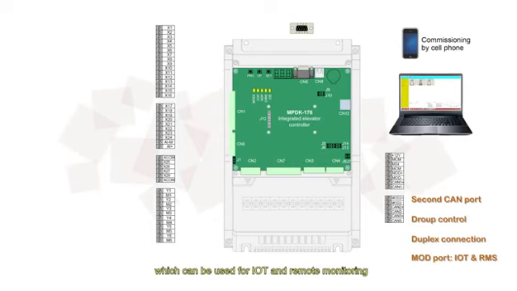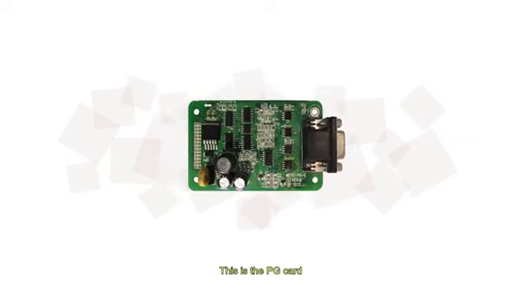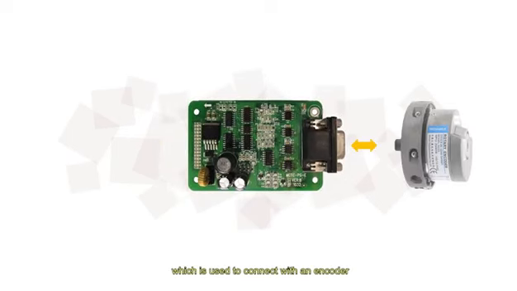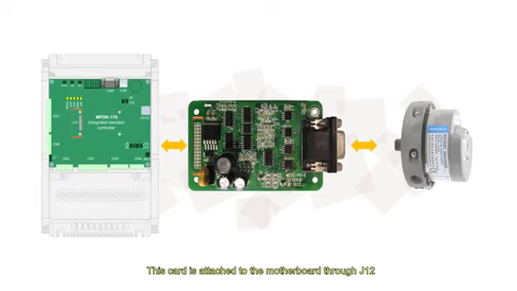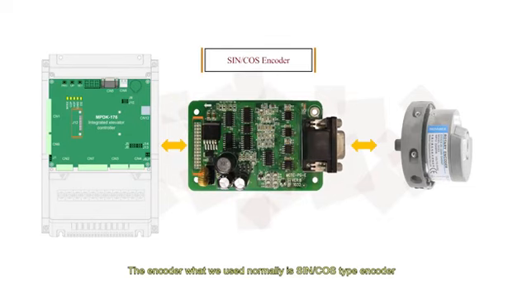This is the PG card, which is used to connect with an encoder. This card is attached to the motherboard through J12. The encoder we use normally is the sine-cosine type encoder.